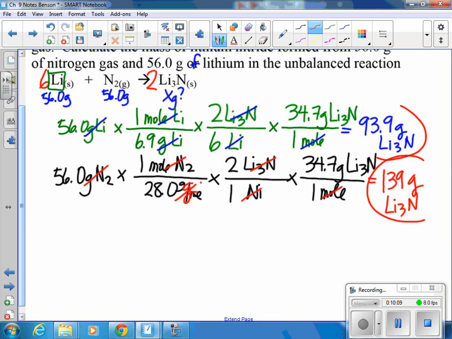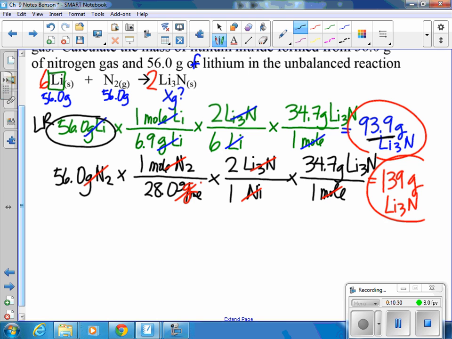So I look at both of my answers, and I can see now this time that my top answer is the one that is my smaller amount. I have less grams of this, so this is limiting my equation. So what started this? The factor was way back here. My 56 grams of my plain old lithium is my limiting reactant.